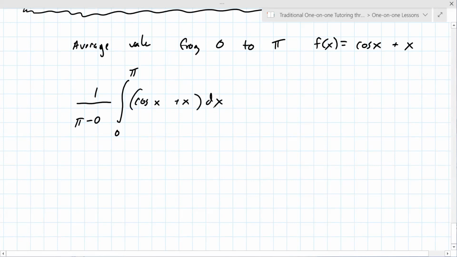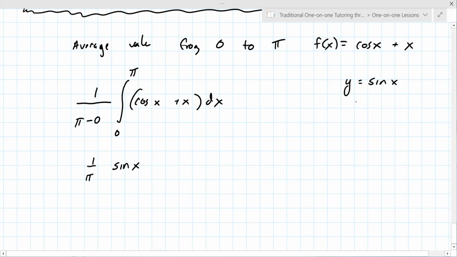And then you do cosine x plus x evaluated at 0 and pi. So what did you get for your antiderivative of cosine? Oh wait, I need to do that. The antiderivative is, is it sine or negative sine? It's sine. So you gotta know these really well.